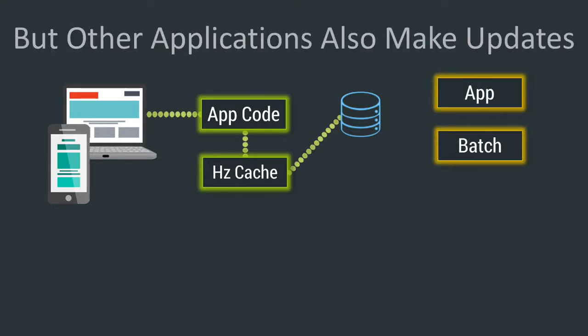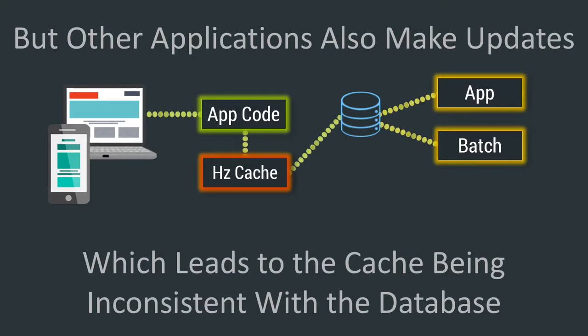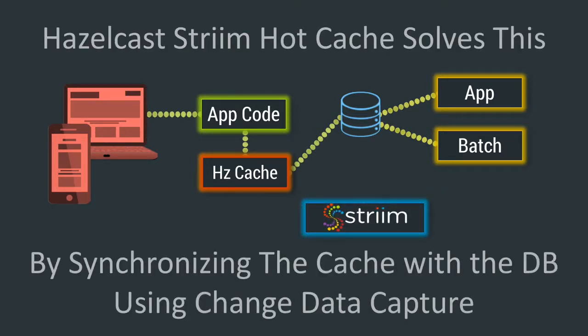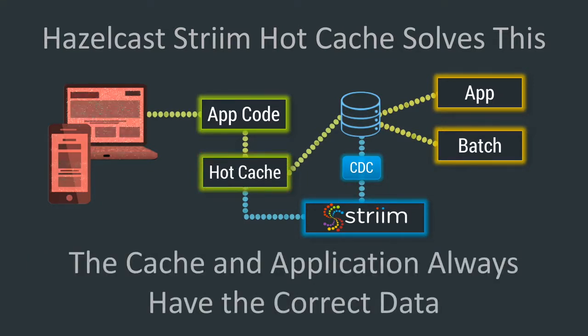However, other applications also make database updates, which leads to inconsistent data in the cache, and the application now shows out-of-date or invalid information. Hazelcast Striim Hot Cache solves this by using streaming change data capture to synchronize the cache with the database in real time, ensuring the cache and associated application always have the correct data.